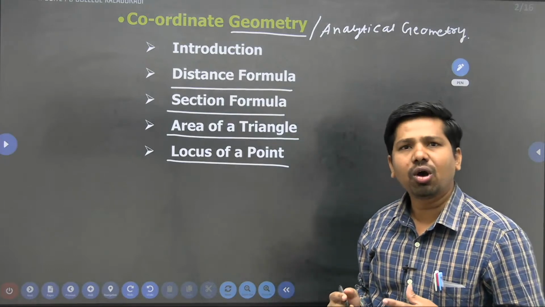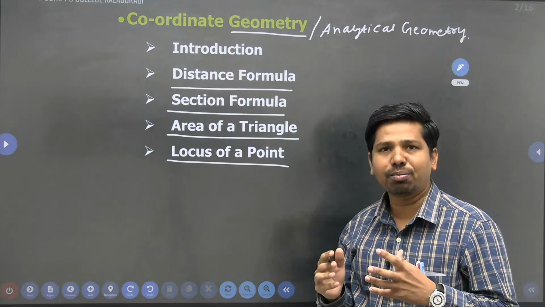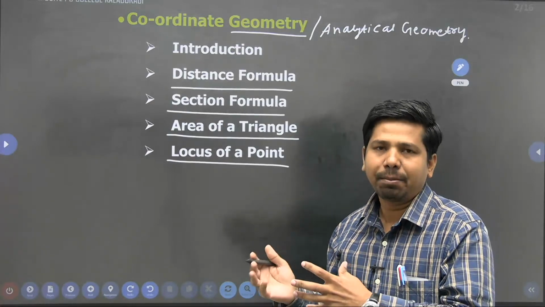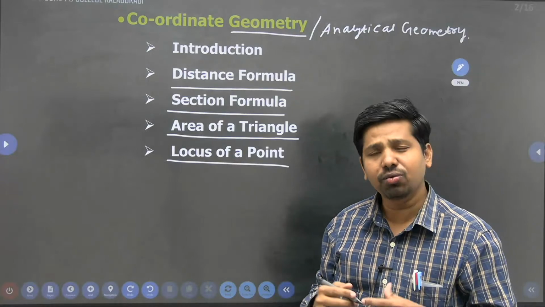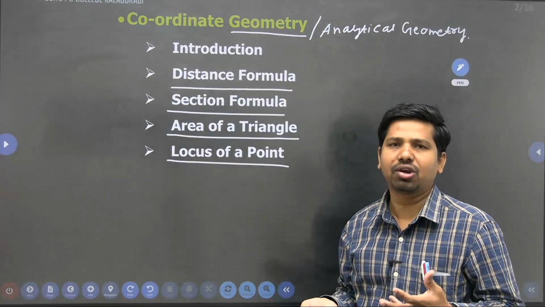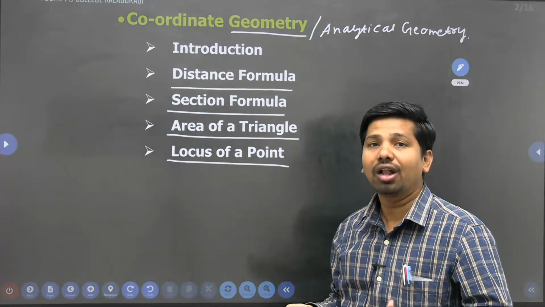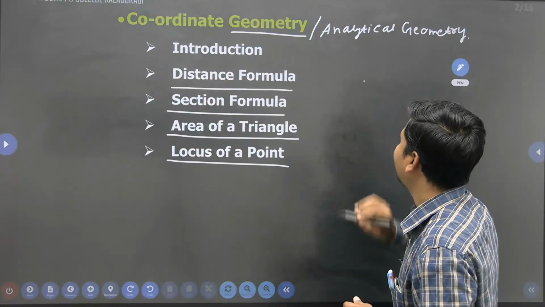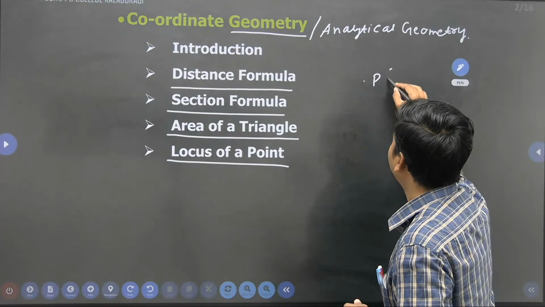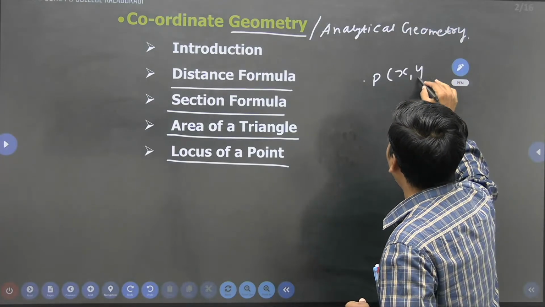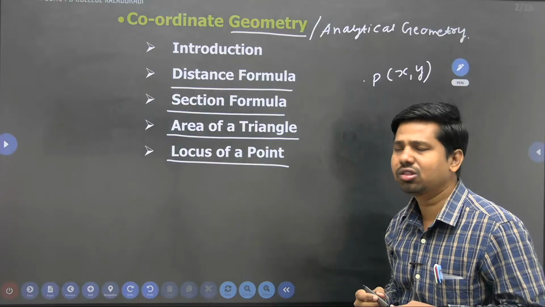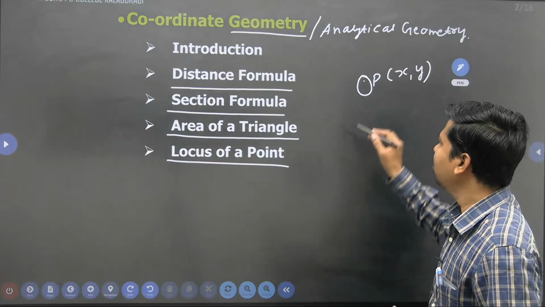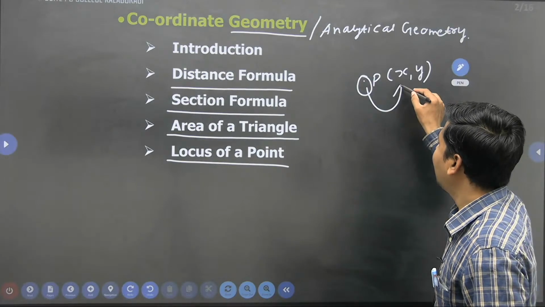Coordinate geometry or analytical geometry is one of the branches of mathematics which deals with the study of geometry by using algebraic expressions. So we are studying the geometrical shape by what? Algebraic expressions. For example, let us take a point, this is point P. A point can be represented by the ordered pair x comma y. So this point is also a geometrical shape, and you are studying its geometrical shape by representing it as an algebraic expression.